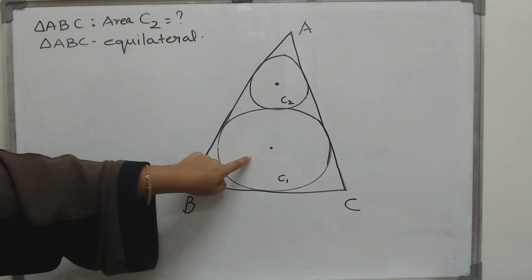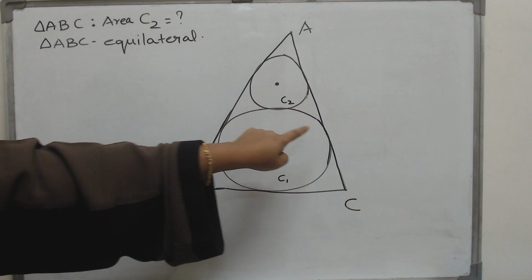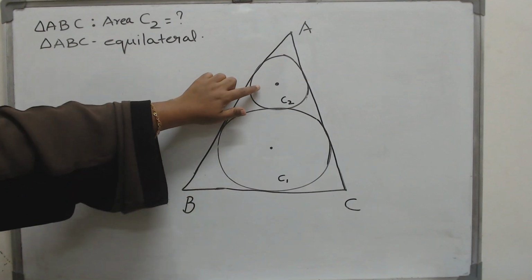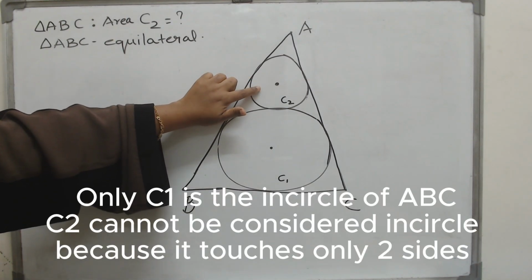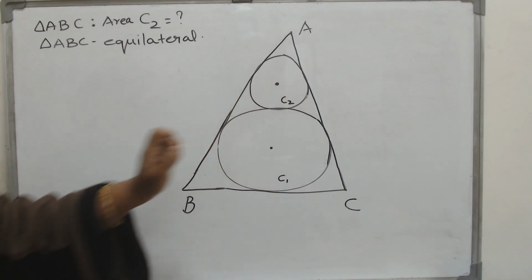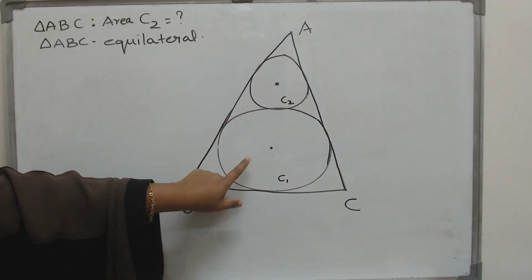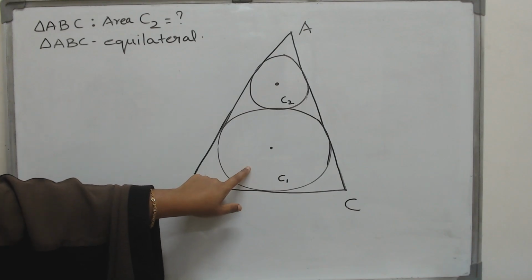If you look at the bigger circle, it touches all three sides of the triangle, which means it qualifies to be called an incircle, and we can find what the inradius is. But unfortunately this smaller circle touches only two sides. So let us work with what we have. Let us first start with the inradius of this triangle.